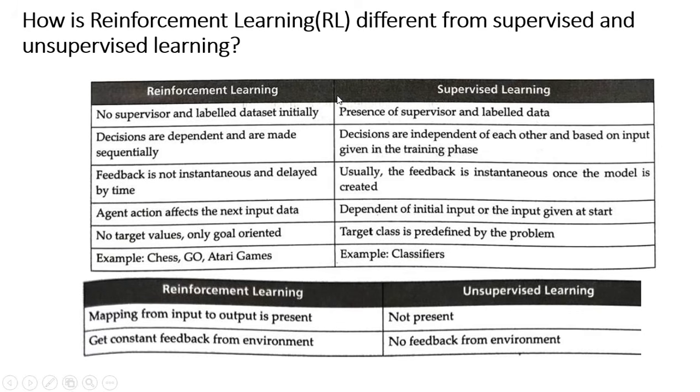In reinforcement learning, there are no target variables. You don't have any target values, it is only goal oriented, like you don't have labels. But in supervised learning, you have a target class. Either you have to determine that this is an apple or not an apple. So you have a target class. An example of supervised learning is classifiers, which we have learned. Examples of reinforcement learning are games like chess, Go, and Atari games.